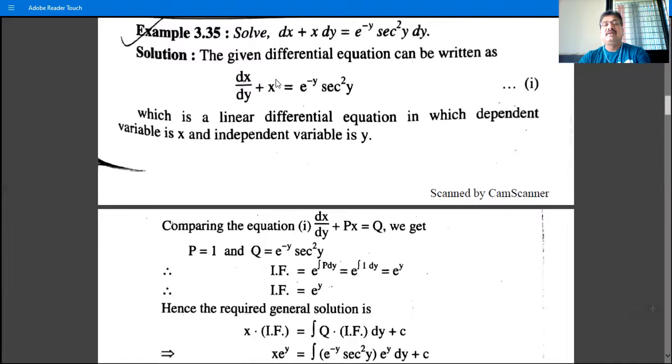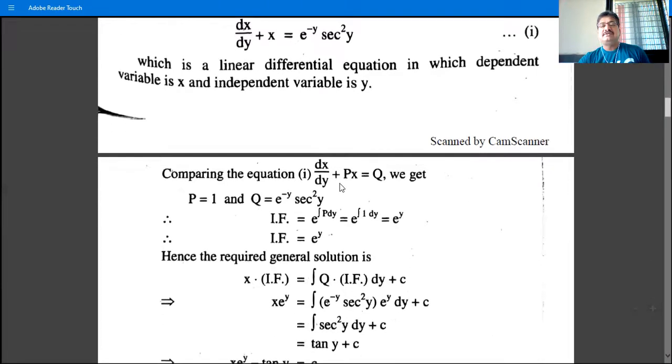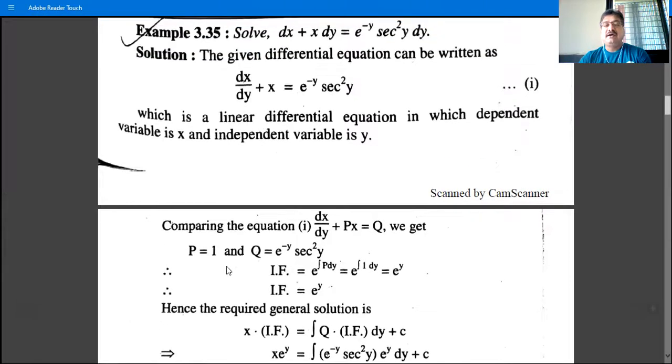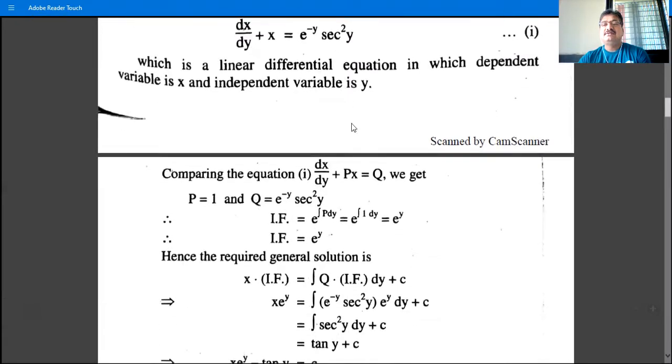and then shift the minus x to plus x on the left side. So we have this, and this is a linear differential equation of the form dx by dy plus P(y) x is equal to Q(y). What is P? P is 1, and Q(y) is e raised to minus y sec square y. And then find the integrating factor.